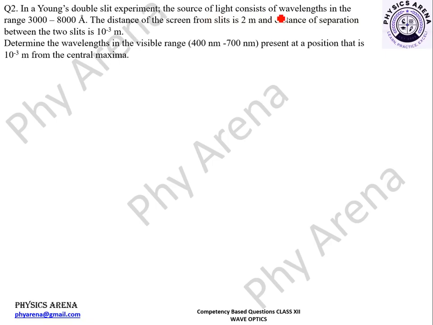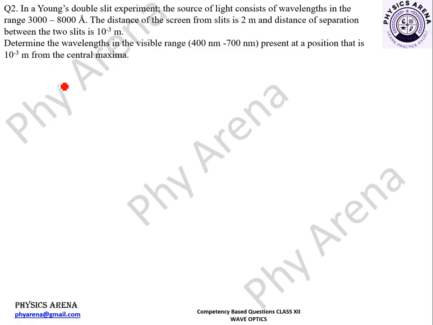In Young's double slit experiment, the source of light consists of wavelengths in the range 3000 to 8000 Angstrom. The distance of the screen from the slits is 2 meter and the separation between the two slits is 10 to the power minus 3 meter. We need to find the wavelengths in the visible range, that is from 400 nanometer to 700 nanometer, present at a position that is 10 to the power minus 3 meter from the central maximum.